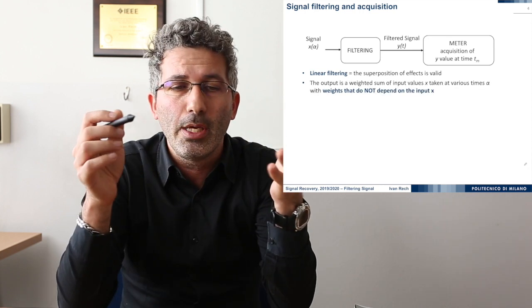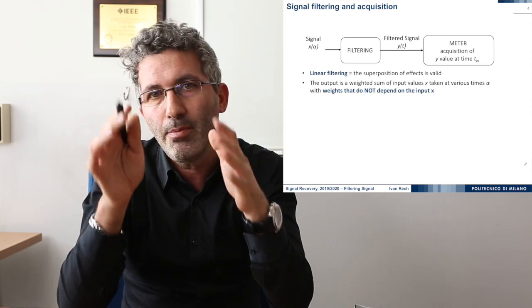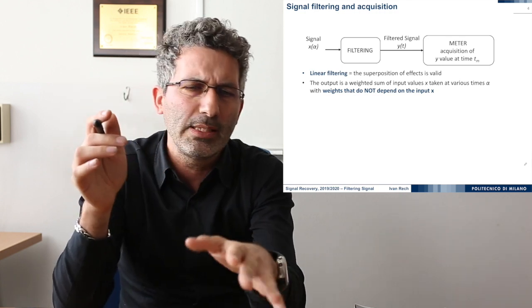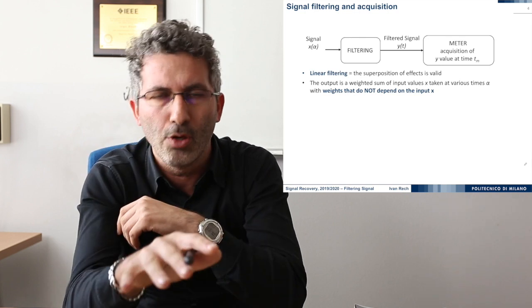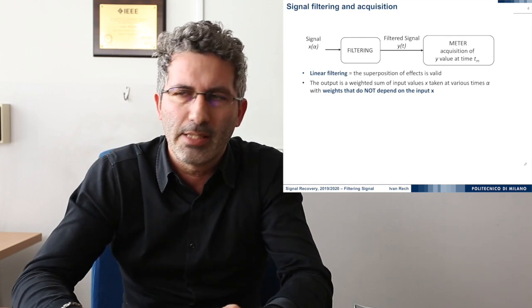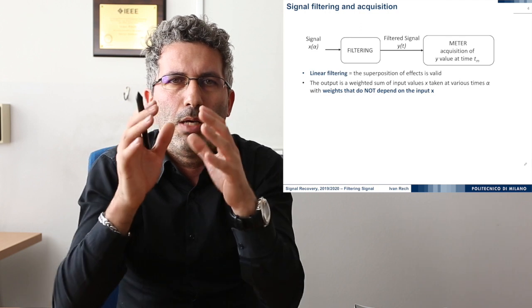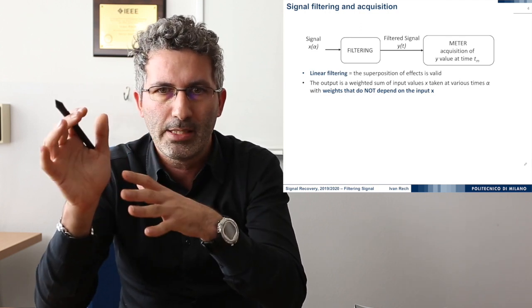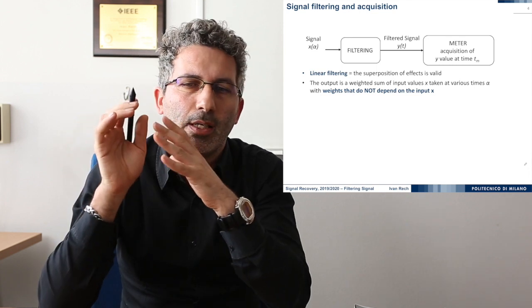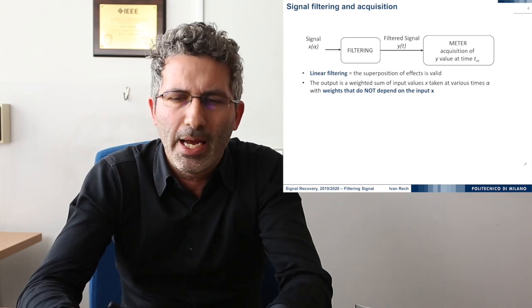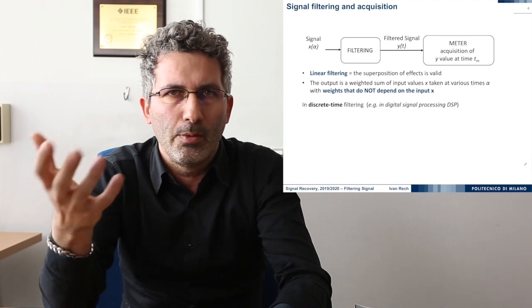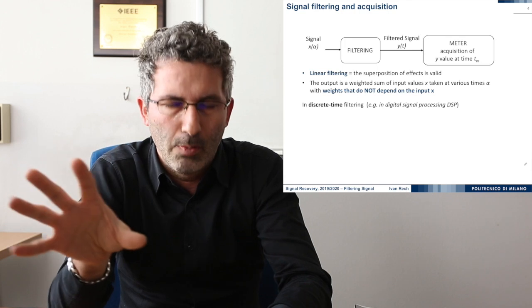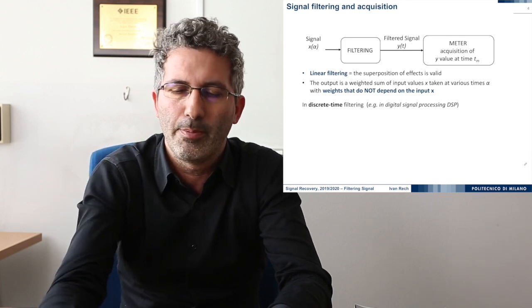The output is the weighted sum of the input value X taken at the times alpha. The weight does not depend on the input X. We will go back to this point in 30 seconds. So, going back: the output is the weighted sum of the input value X taken at various times alpha. So we can easily write this equation. Again, we are speaking at this moment about discrete time filtering, so the filtering that we can use, for example, with DSP.